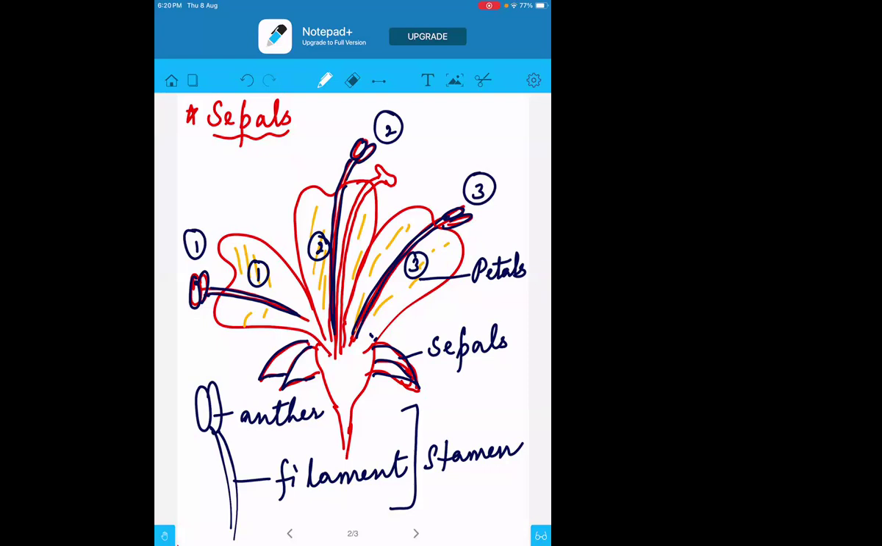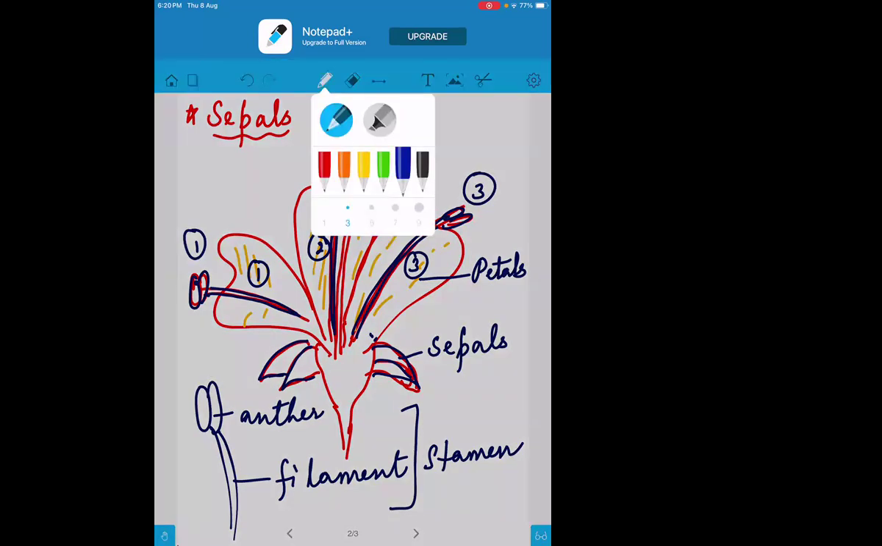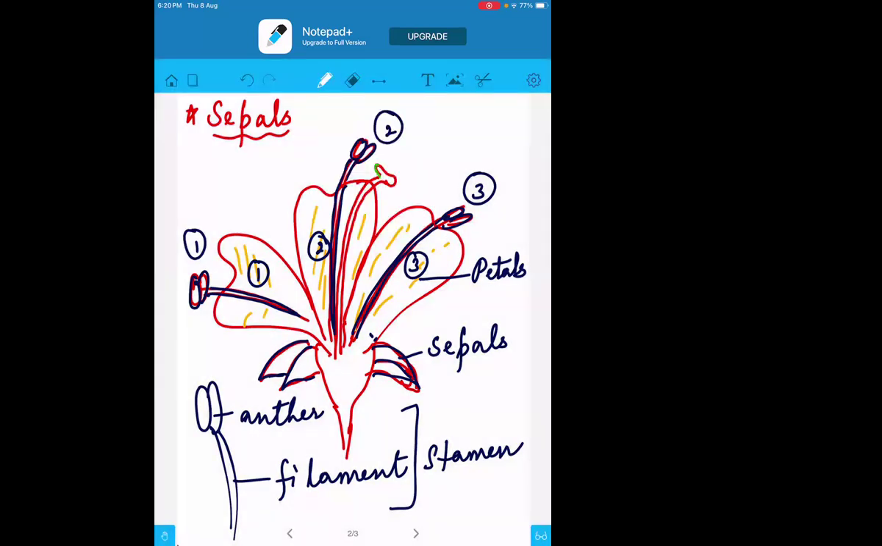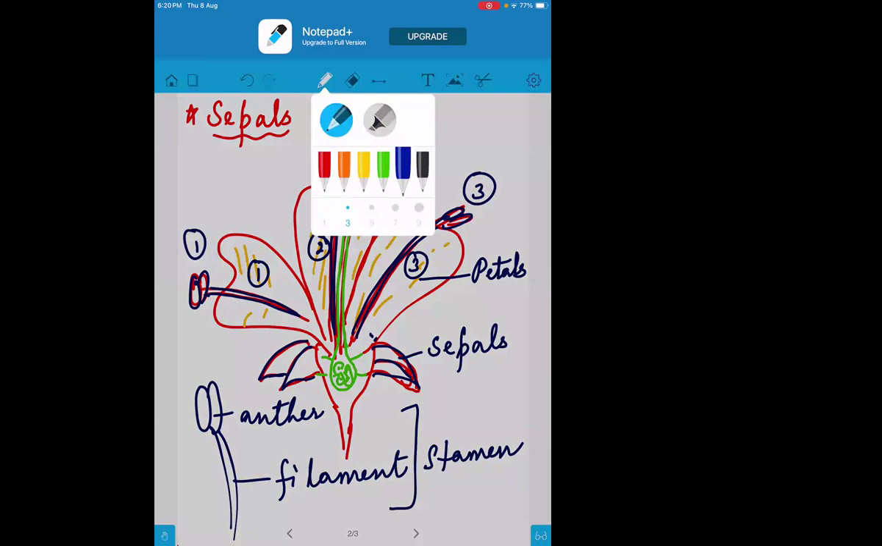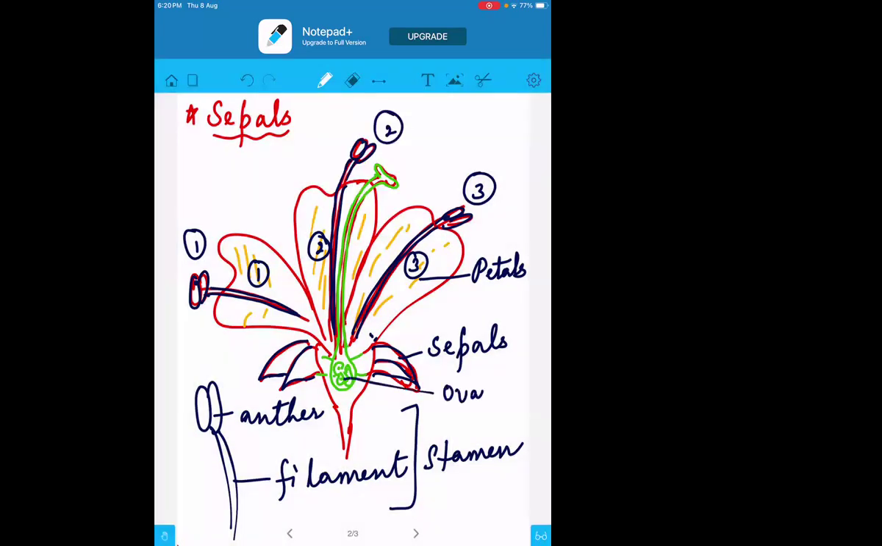And how many female parts can you see in this picture? One. Right in the center, you can see this part, which I have marked now with the green color. It will be somewhere like this. And inside this, what is present? It will be the ovules present. Okay, so this is actually the ovary, and inside this ovary the ovule will be there.